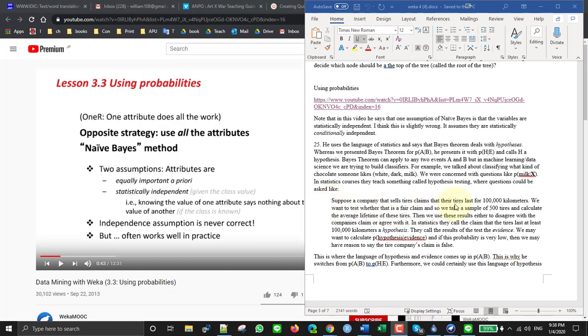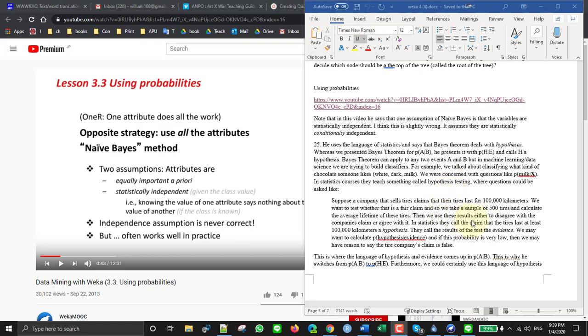Now, going back to statistics, just to see an example of how this looks, here's an example. Suppose a company that sells tires claims that their tires last for 100,000 kilometers. What they usually mean by that is not that it lasts exactly 100,000 kilometers, but that it lasts at least 100,000 kilometers. We want to test whether this is a fair claim, so we take a sample of 500 tires and calculate the average lifetime of these tires. We can't check all possible tires that this company makes, so we take a sample, and that's going to be the evidence.